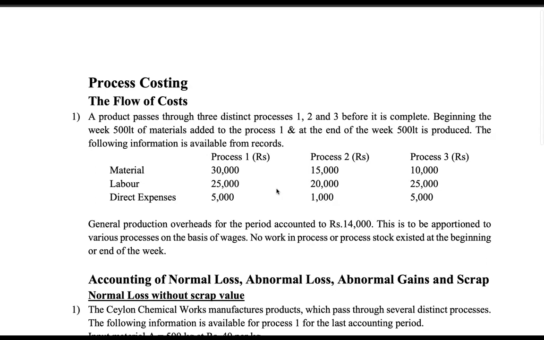So we have materials, labor, and direct expenses used for process 1, process 2, and process 3. And there is an adjustment given for the computation of production overheads. General production overheads for the period amounted to 14,000 rupees. This is to be apportioned to various processes on the basis of wages. Remember that. They have decided that overheads will be apportioned on the basis of wages. No work in process or process stock existed at the beginning or end of the week.